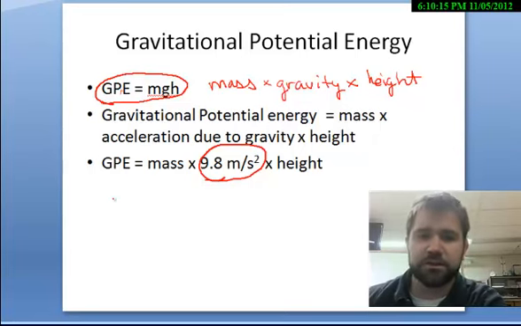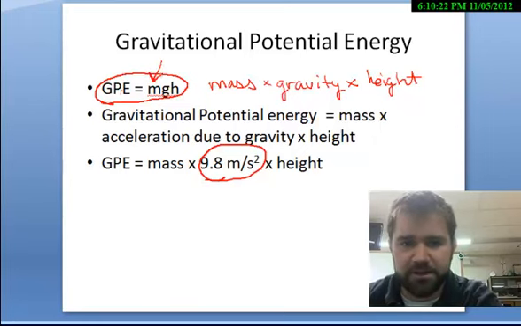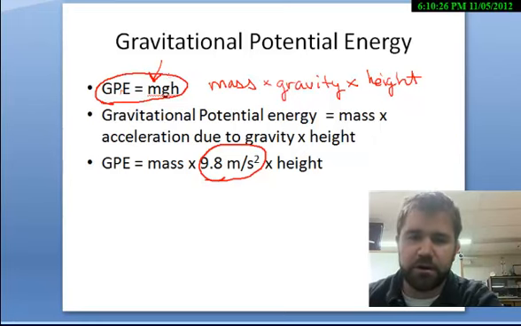First of all, let's look at this equation really quickly. What things affect something's gravitational potential energy? There are 3 of them. One is the object's mass. Okay, the larger the mass, the more gravitational potential energy it has.